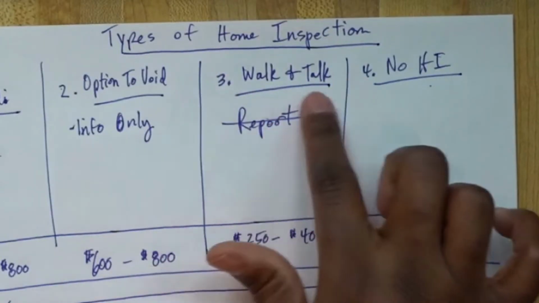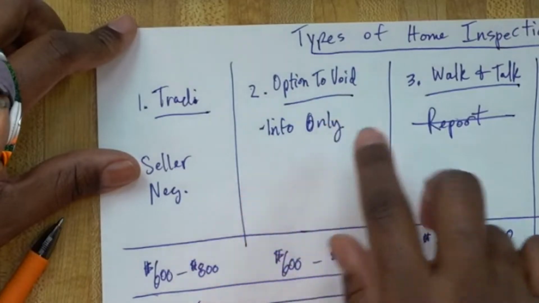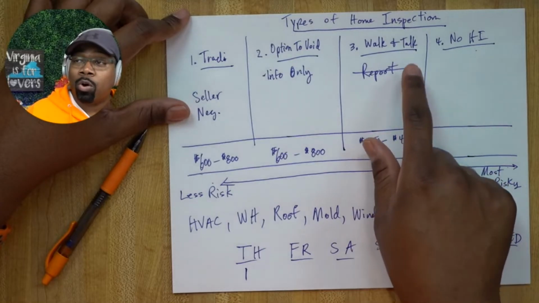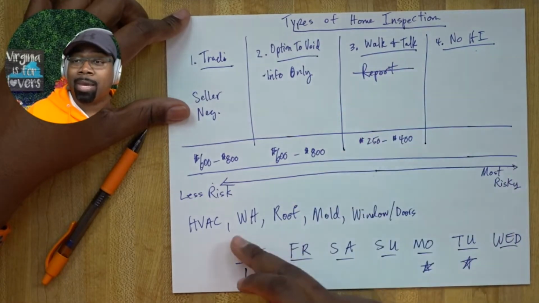The next home inspection we have is called a walk-and-talk. A walk-and-talk is no report. You get no reports. With these two, you get a report. With this one, there's no report. Also, it is much cheaper. It's $250 to $400. The home inspector will just walk around the property and talk to you about the major systems.